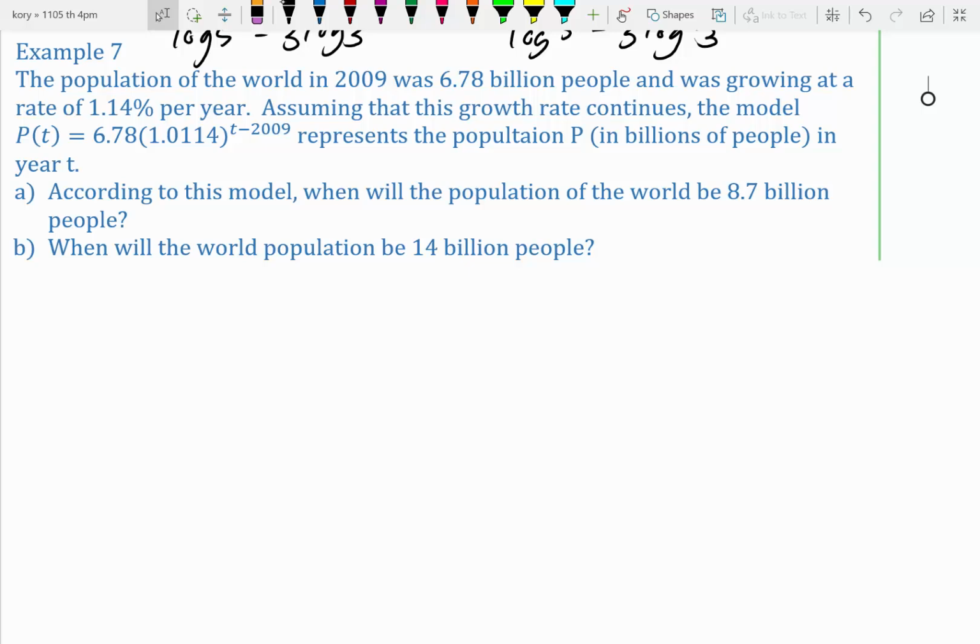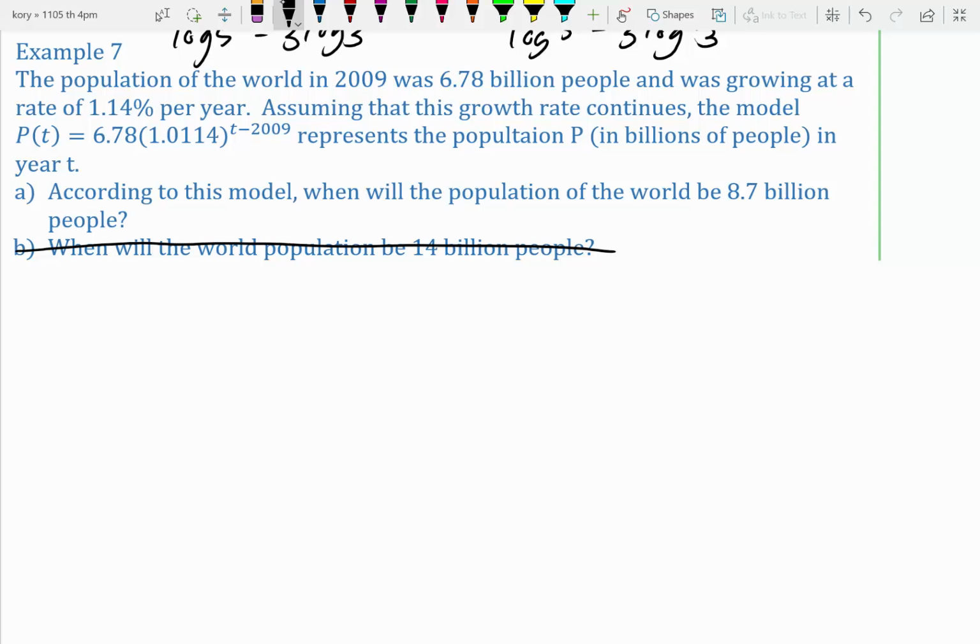All right, so example 7. You will have something like this on the test. The population of the world in 2009 was 6.78 billion people and was growing at a rate of 1.14% per year. Assuming that this growth rate continues, the model P of t equals 6.78 times 1.0114 to the power of t minus 2009 represents the population P in billions of people in year t. So A and B are the same exact thing. We're only going to do A. I picked A because it's the harder one, because it's a decimal. According to this model, when will the population of the world be 8.7 billion people?